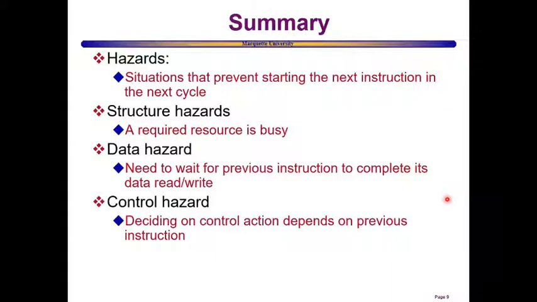In summary, hazards are situations that prevent starting the next instruction in the next cycle. There are three main types of hazards: structural hazards, data hazards, and control hazards. Many data hazards can be addressed through forwarding, but there is one special type, the load-use data hazard, that still requires introducing a stall, a bubble, a no-op type of operation that will result in a longer overall execution time.